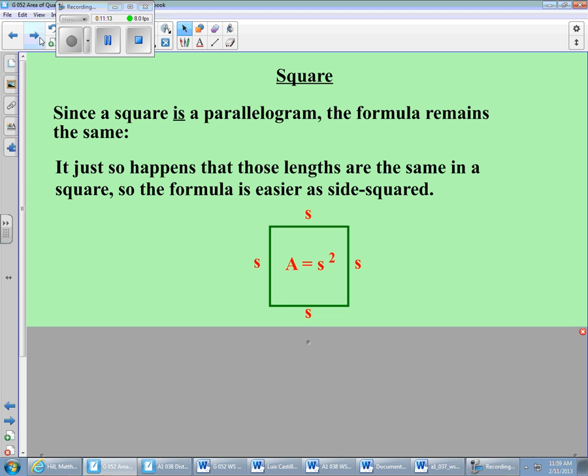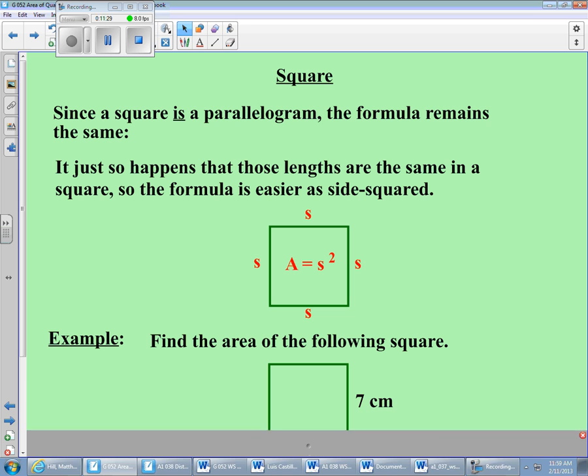Okay, this is the formula you guys are probably familiar with. Area equals side squared. You won't find this one on the formula chart, but let's face it, if you need the formula chart to find the area of a square, we're probably in big trouble. Yeah, base times height or side squared, it's going to do the same thing.